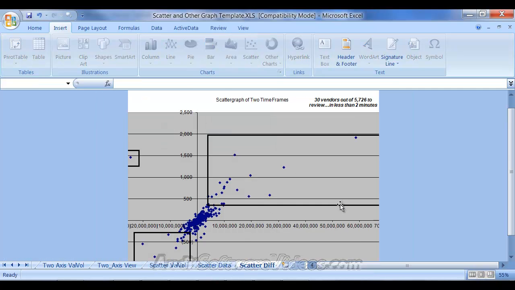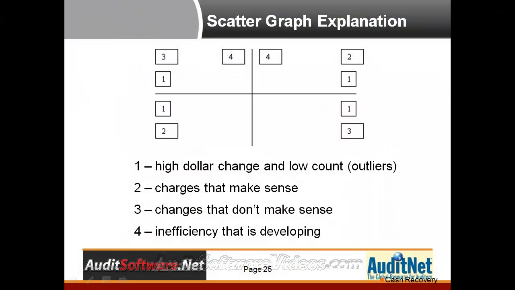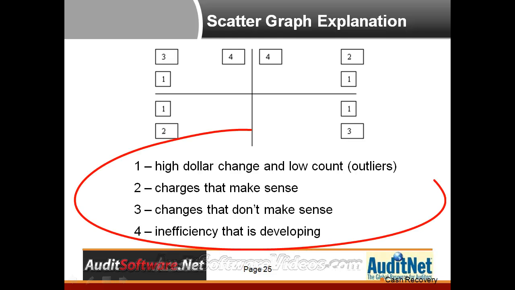So in looking at this chart, what you can start to see very quickly is while there are 5,726 vendors, you can very quickly see the outliers that pop out of that scatter graph. When we look at a scatter graph from a difference point of view, you have 4 different quadrants that you could be in, but I like to look at it from 4 different perspectives.